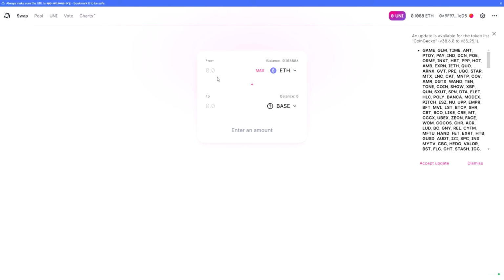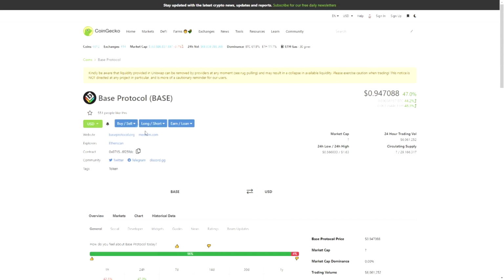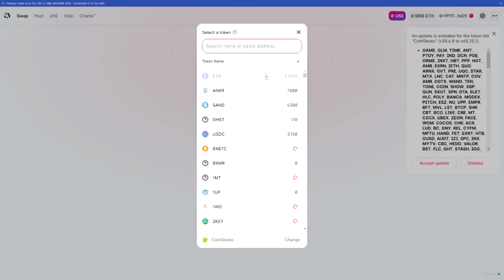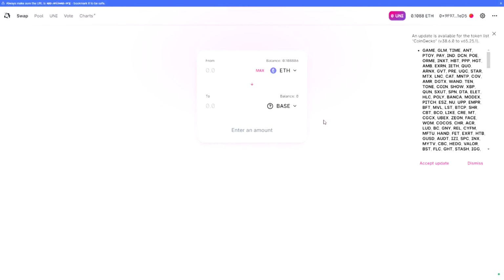So if you want to add a token, make sure that you get the right contract. I think, and for me personally, it's always easiest to go to CoinGecko, search for the Base protocol, click here, copy the contract code, then go back to Uniswap and simply paste the address in here. There you go.